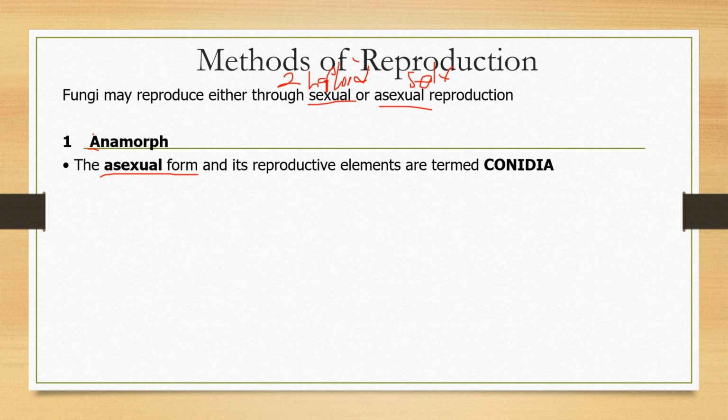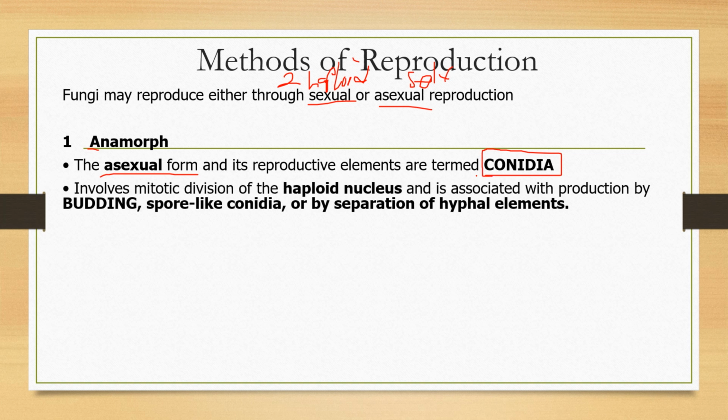The anamorphs, class, from the word A, so that you could remember, anamorph is the asexual form. A is to A. That's the way to remember it. Like anamorph, asexual. And its reproductive elements are known as conidia. So they reproduce via this conidia, class. They would usually involve mitotic division of the haploid nucleus and is associated with production via budding. So the single haploid nucleus, class, produces on its own through the so-called budding, which are producing spore-like conidia or by the separation of certain hyphal elements.